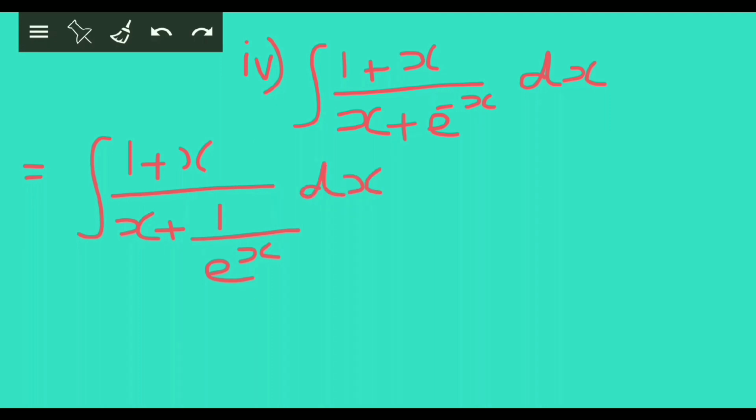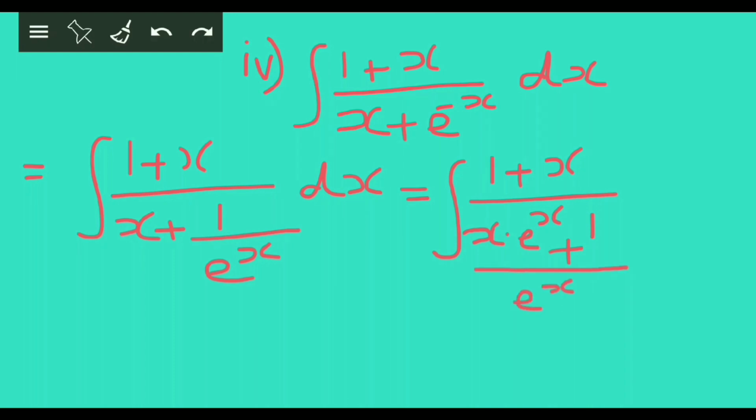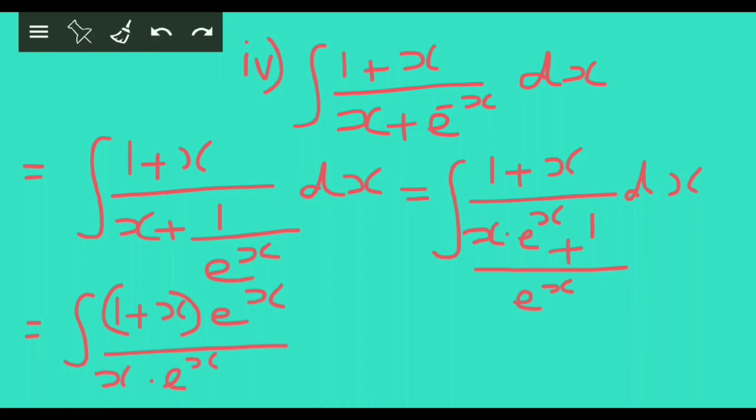Now we cross multiply and equalize the denominator. So we are going to get the integral of (1 plus x) upon x into e raised to x plus 1 upon e raised to x. Now the denominator has become common in the below part of the fraction. Now that denominator e raised to x can go up into the final numerator. Okay, and so we will get it this way. That is (1 plus x) into e raised to x upon x into e raised to x plus 1 dx.